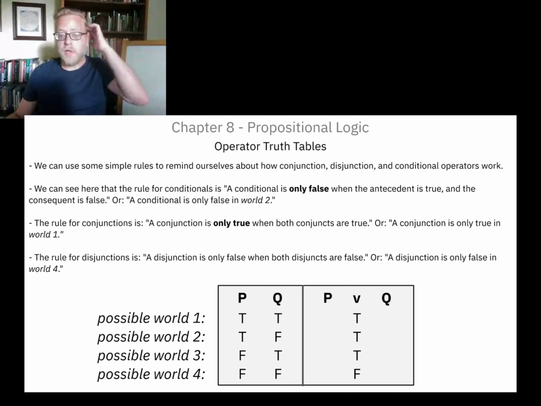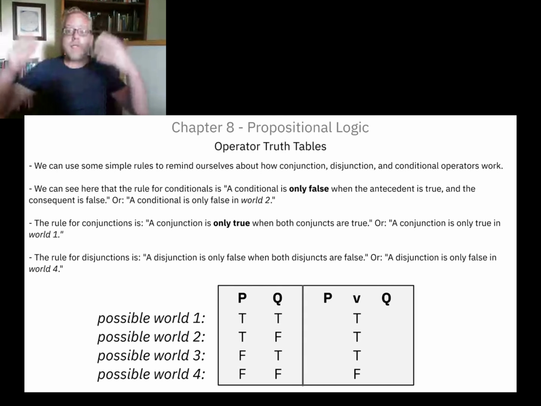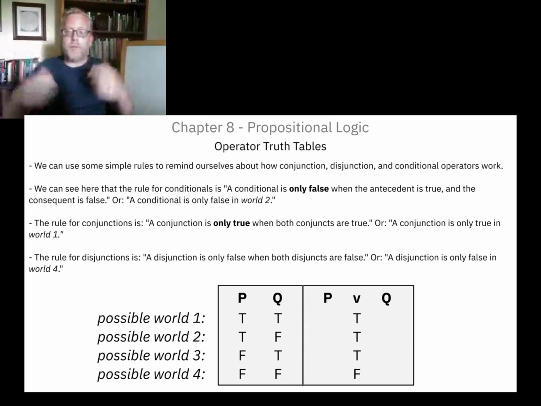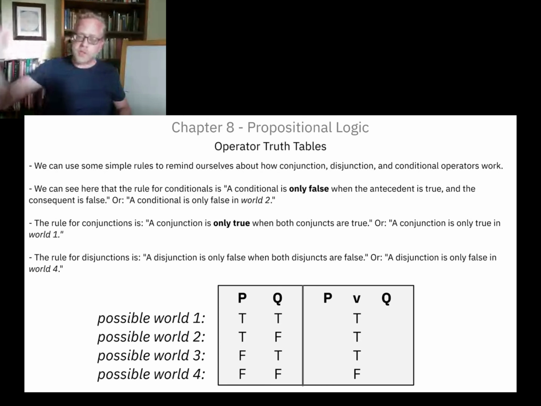And for the disjunction, a disjunction is only false when both disjuncts are false. Because disjunctions are easily true, we just remember the one rule for when they're false, just like for a conditional. So a disjunction is only false in that one world where both of the disjuncts are false. That's world 4. So try to remember each of these rules and then try to know what that looks like in a truth table if you were to set it up.